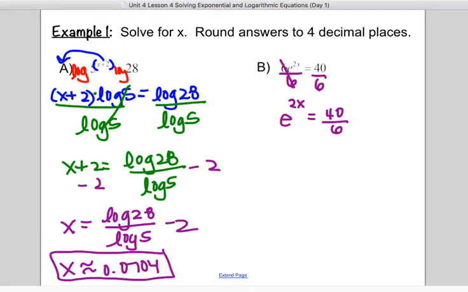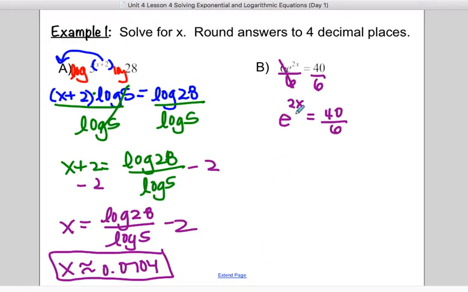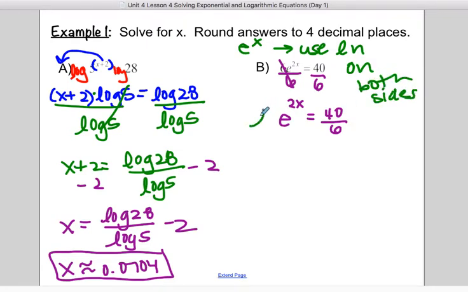And then in order to get rid of e, whenever you have an e, you use ln. So if you have e to the x, we want to use ln on both sides. We actually really like e. I'll explain why here in a second. So we take ln on both sides. If I type in ln of e on my calculator, you will see that it's 1. This cancels. So we're going to put this in front, using our rule.